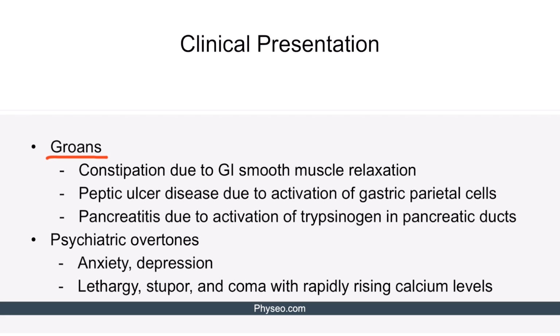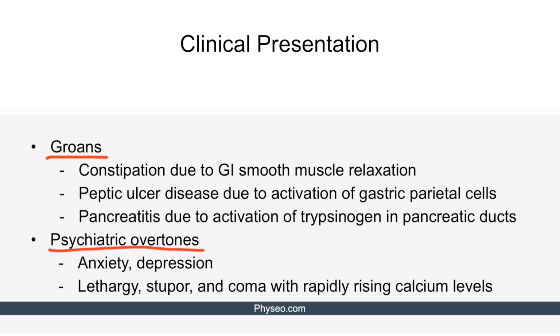Peptic ulcer disease can also occur with hypercalcemia because excess calcium can activate gastric parietal cells, causing gastric acid oversecretion. Finally, hypercalcemia can be associated with pancreatitis. This is because excess calcium levels can activate trypsinogen and other pancreatic proteases in the pancreatic ducts. Consequently, the pancreatic enzymes start to digest the pancreatic tissue.